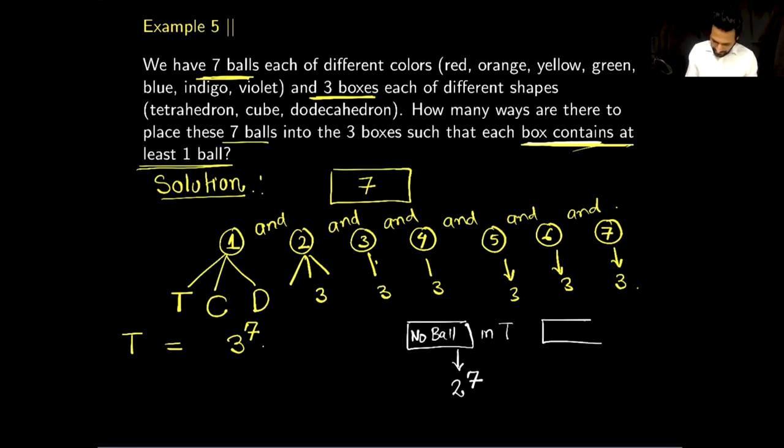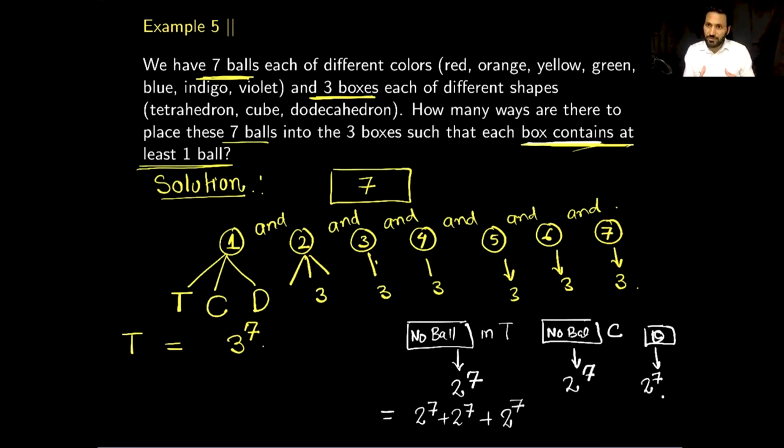And then no ball in C will also be 2 to the power 7, and no ball in D will be 2 to the power 7. So these are the possibilities that no ball goes in A, no ball goes in C, and no ball goes in D. So the total number of ways is 2 to the power 7 plus 2 to the power 7 plus 2 to the power 7.